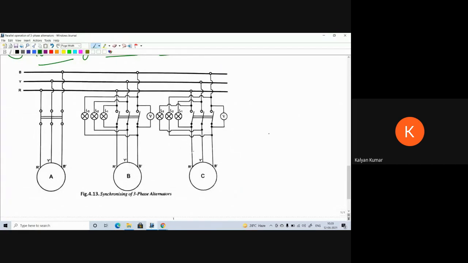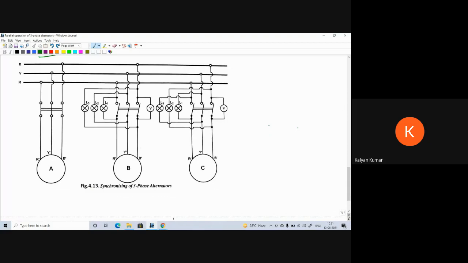So if you see here, the incoming alternator C is connected by using two bright one dark lamp method. If you observe here, there are three lamps, same as in three dark lamp method that we have used to synchronize the alternator B. So here also we are using three lamps. The lamp L1 is connected between Y and R dash.